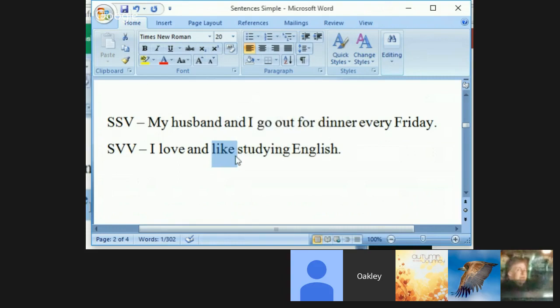I enjoy and like studying English. There you go. Yeah, that's better. Now you have two verbs, two different meanings. Yeah, it works better for me. Okay, great.